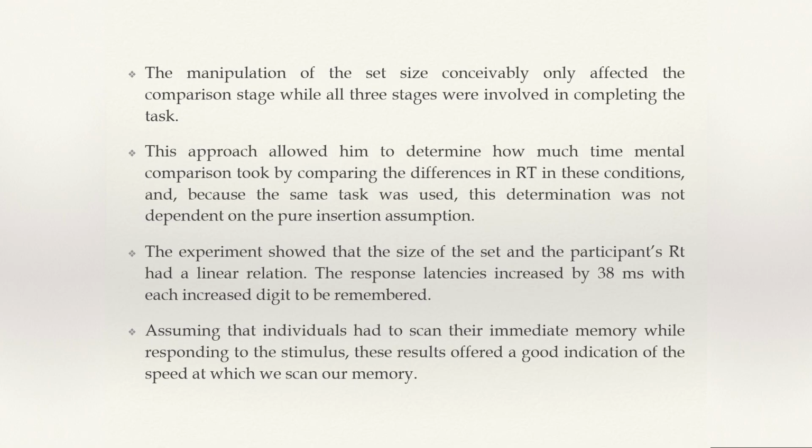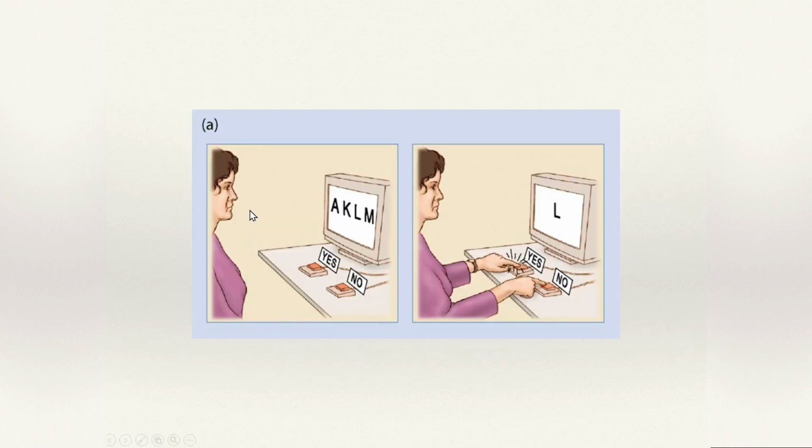All right. So, assuming that the individuals had to scan their immediate memory for responding to the stimulus, these results offered a very good indication of the speed at which we scan our memory. So, this is this. You are shown 4 digits earlier, 4 alphabets earlier, and then you are shown L. Now, you have to compare this L with all 4 of them, and it will take you a certain amount of time. Let us say if each comparison takes 40 milliseconds, it should take you around 160 milliseconds.